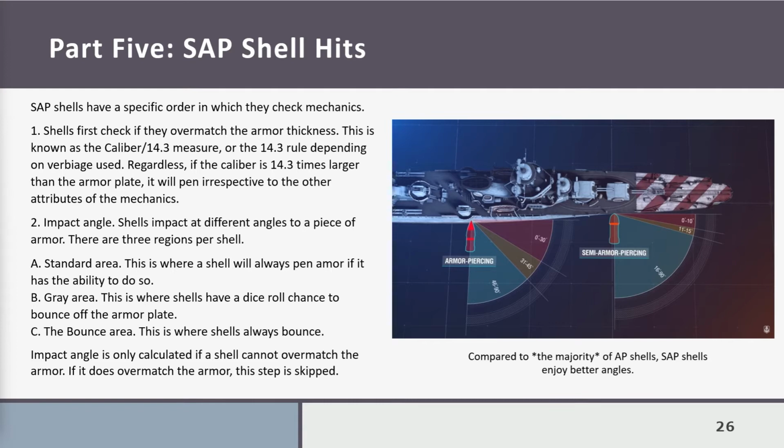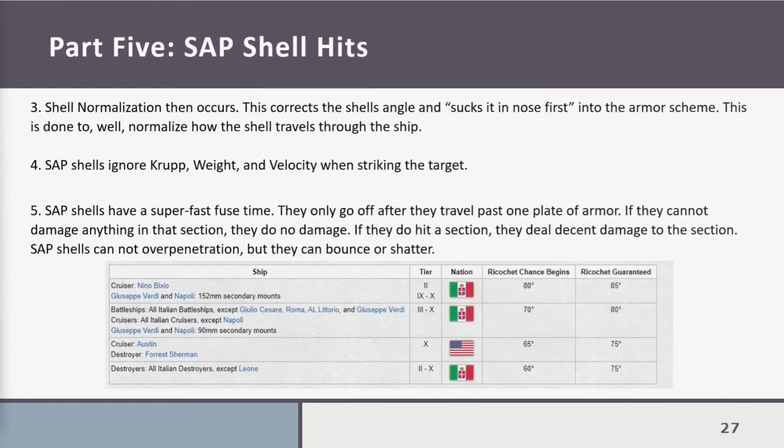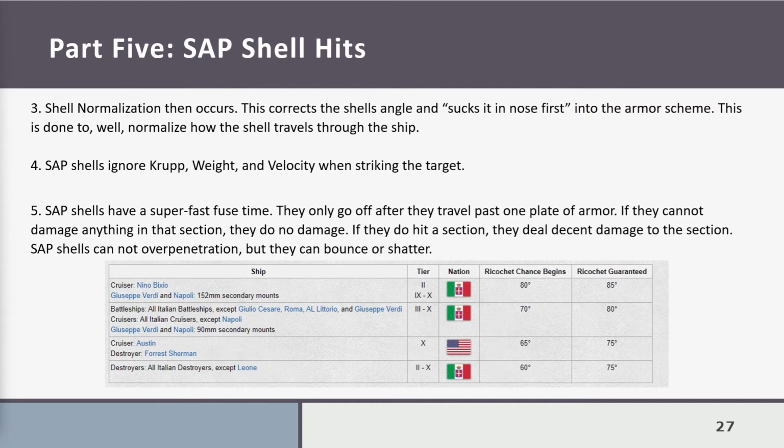So, for example, let's say you're facing Napoli secondaries. The best way to deal with them is to just charge the ship straight on, because that's literally all you can do. But they'll still penetrate through your superstructure or whatnot. But when you're dealing with any ship, for that matter, with SAP, head-on is the only way that you're going to ever bounce them. Otherwise, for the most part, they're probably going to get into your ship. Normalization will also still occur, and that's where, once again, we talked about before, it gets sucked in nose first.